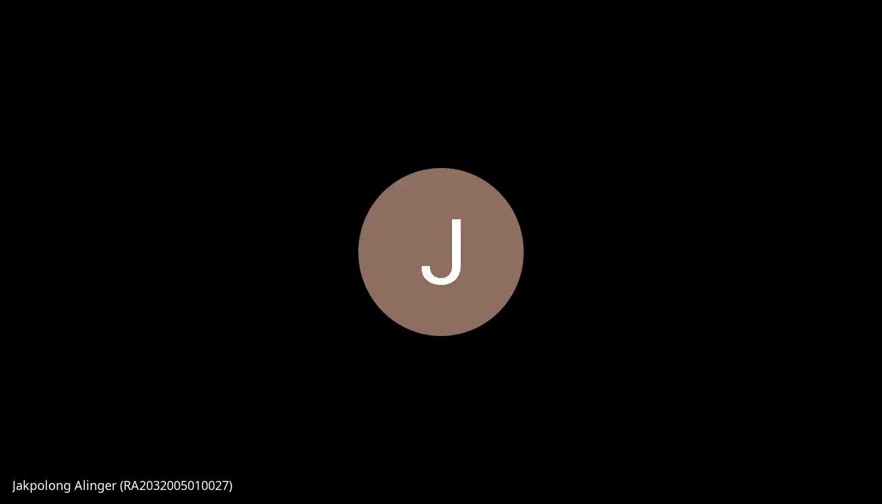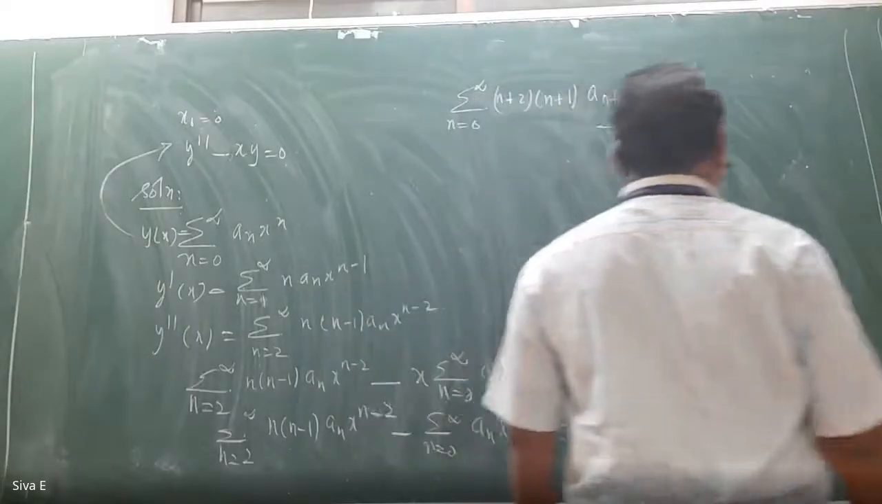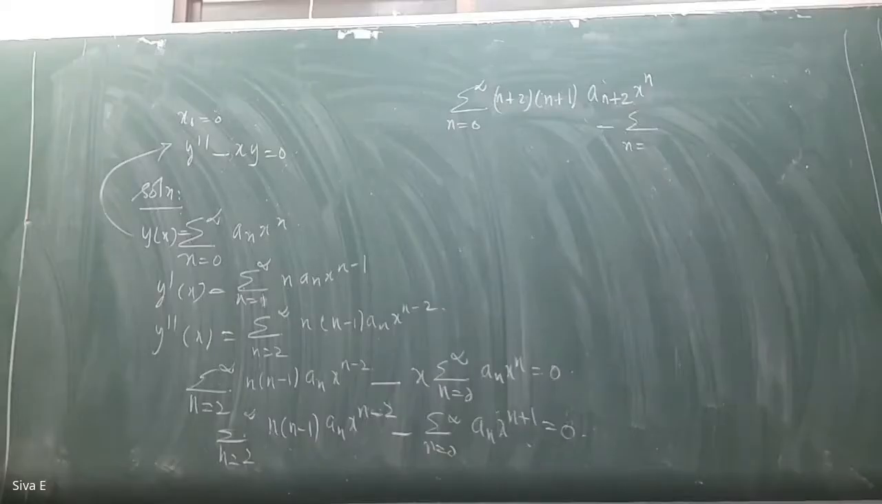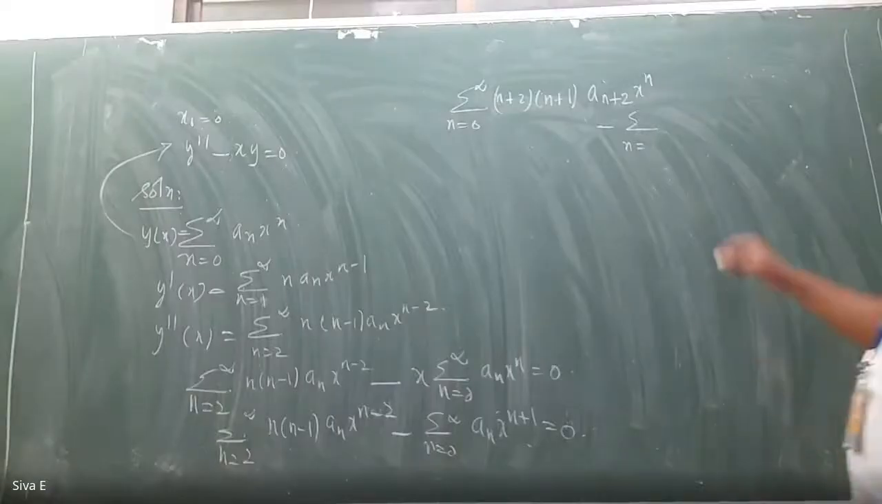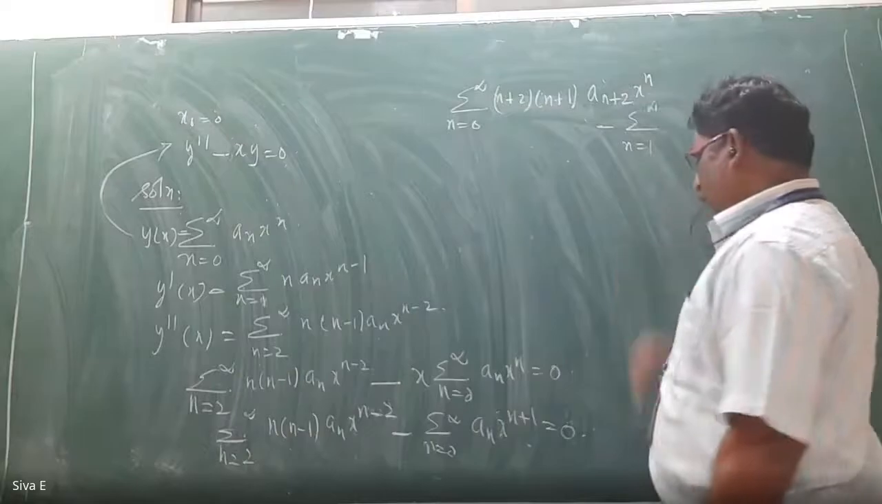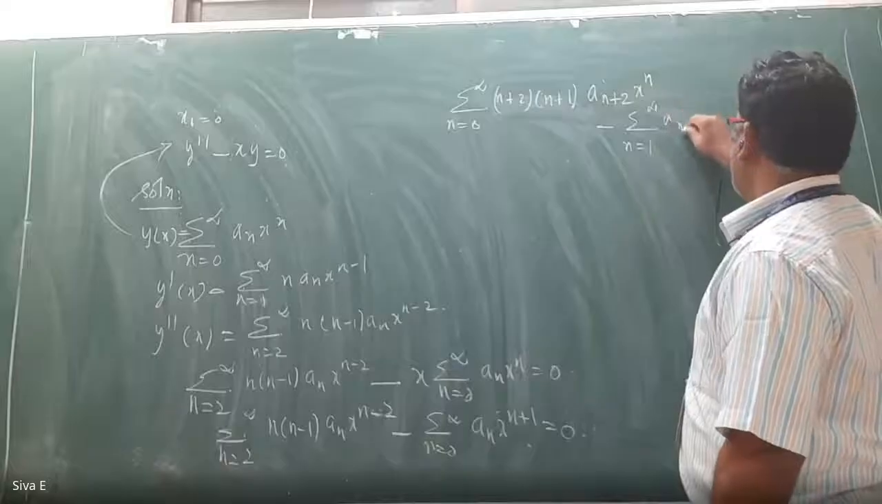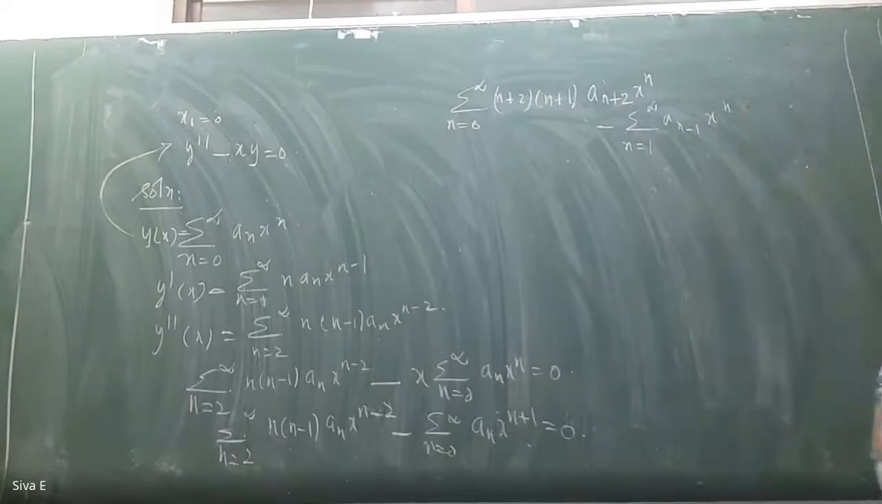Then minus summation of n from 1 to infinity, a n minus 1, x to the power n. Correct. Very good.